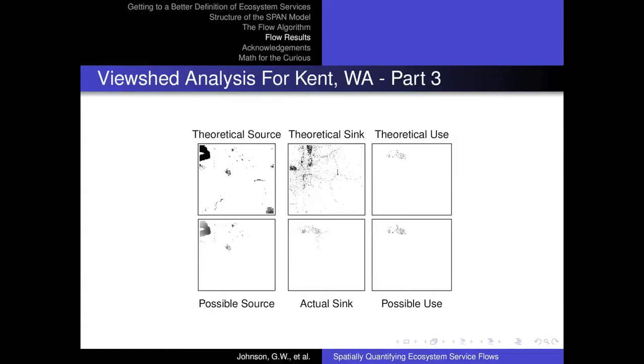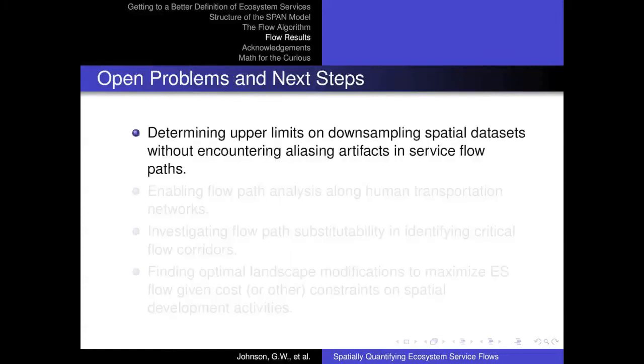And then this is the last slide for Farley as he rushes out. Okay, so open problems and next steps in this problem domain. There's a bunch of them, it's fun. But this tries to get a little bit closer to getting values for ecosystem services. So one is you have to determine the upper limits on downsampling your spatial data sets that you're assessing for the source, sink, and use, and flow values.